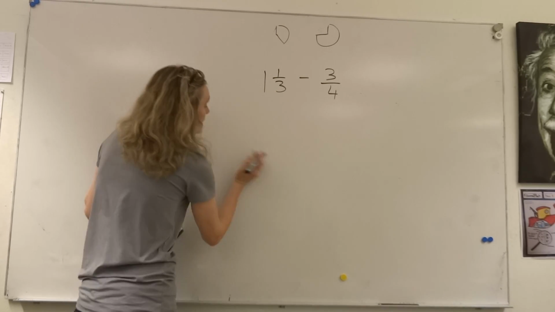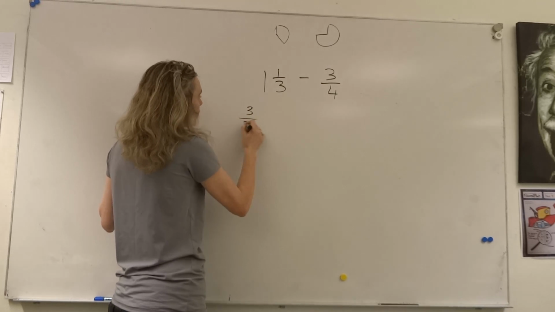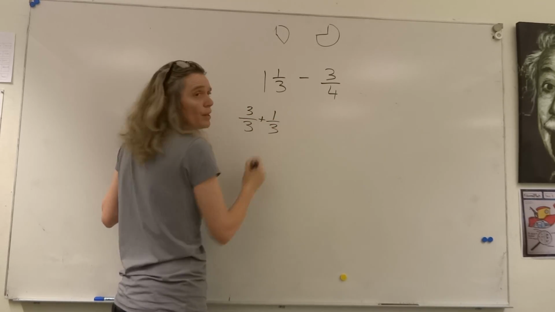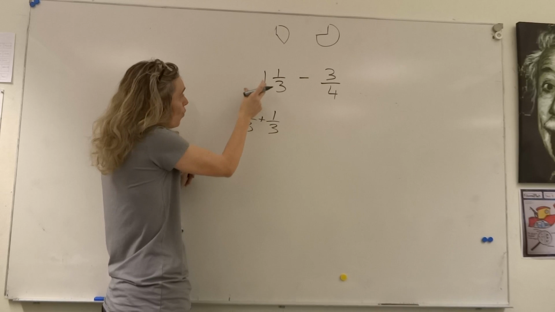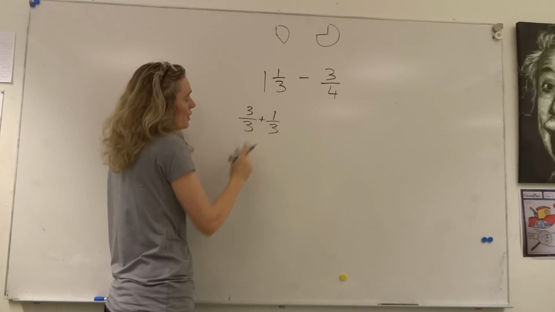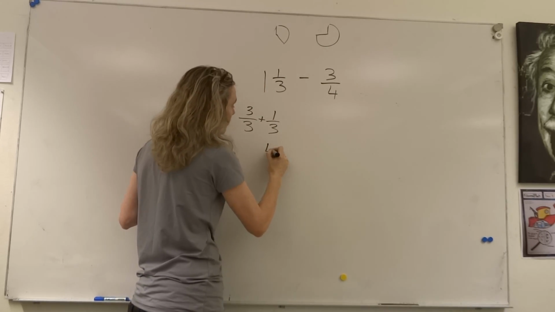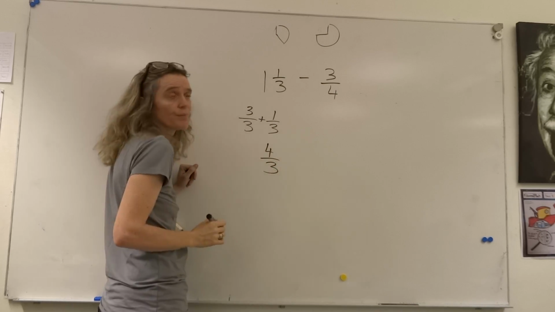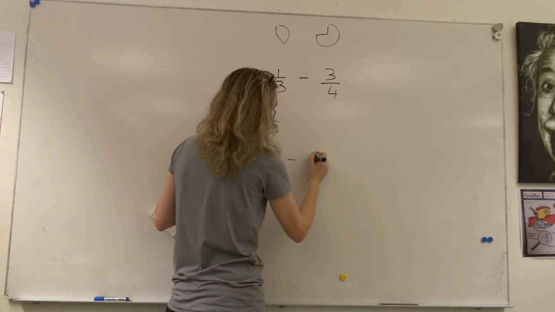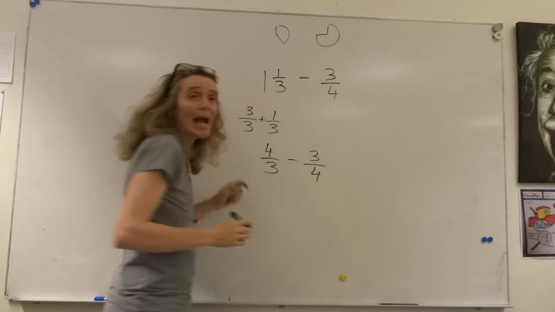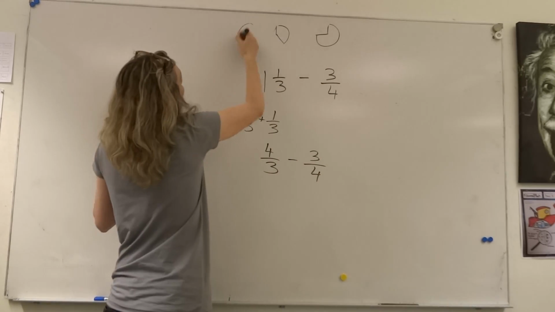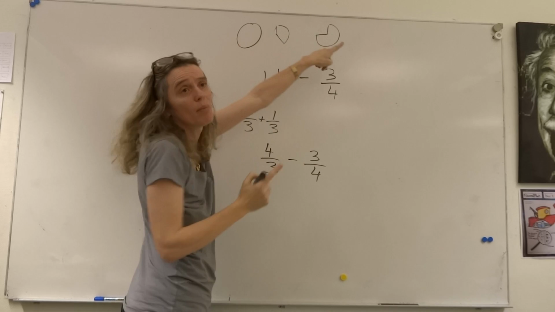1 1/3 is the same as 3/3 plus 1/3. That's what 1 is: 3/3 plus 1/3. So this is the same as the improper fraction 4/3. 4/3 minus 3/4. Now we can do it because we've got a whole one here. 1 plus 1/3 minus 3/4.